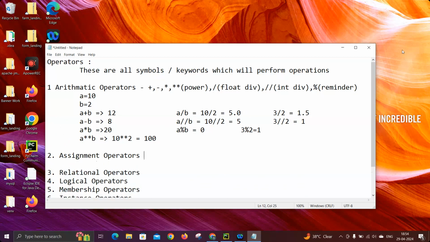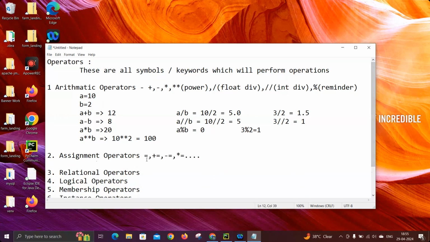Yes, sir. Okay. The next one is assignment operators. The traditional assignment operator is equal to. Along with this, we can use the arithmetic operators in combination, for example plus equal to, minus equal to, star equal to, likewise. So we can use all the arithmetic operators along with the equal.